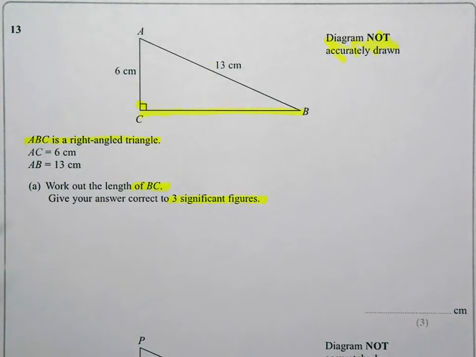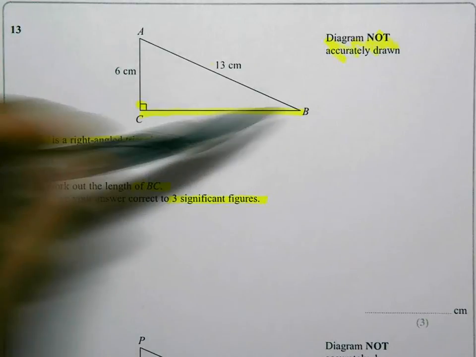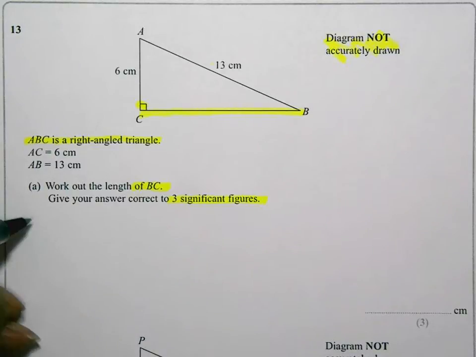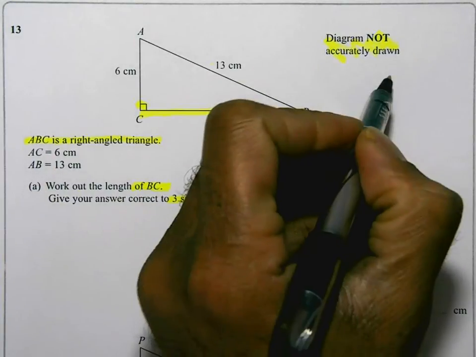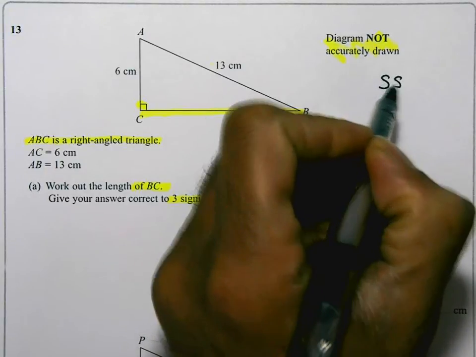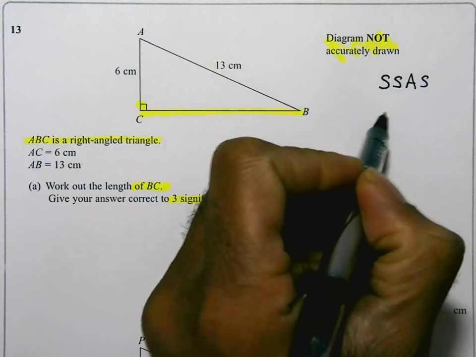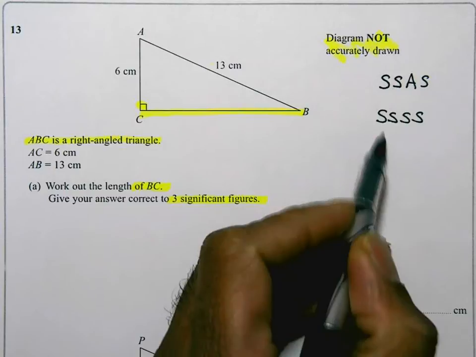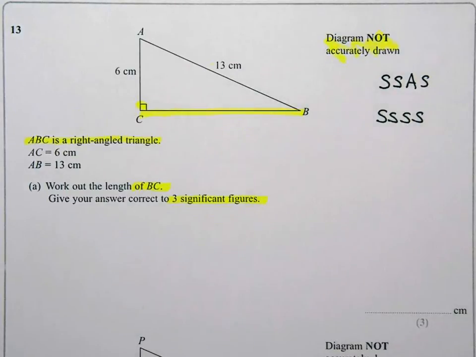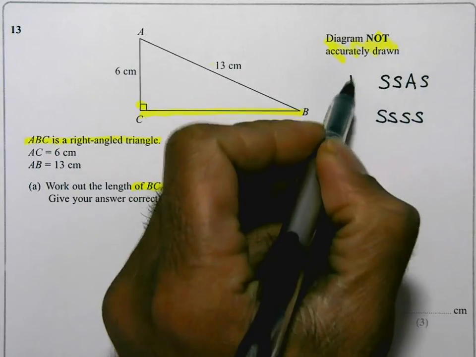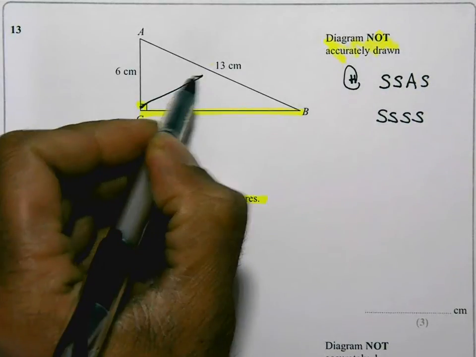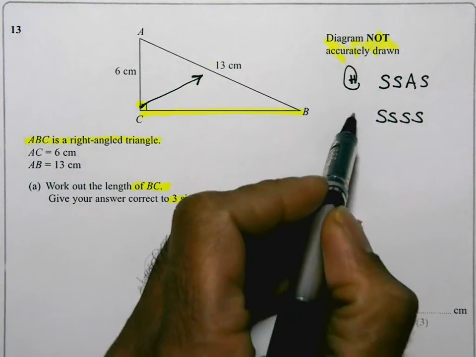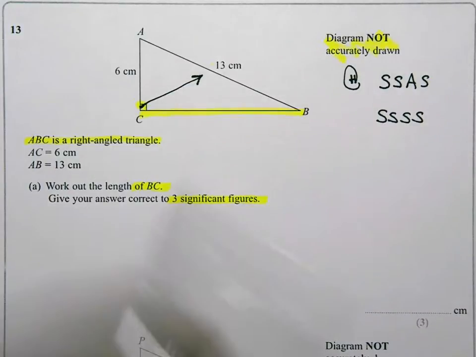Okay. One of the things I know straight away is because this is a right angle triangle and I want to work out a missing side, I need to use Pythagoras. I need to use Pythagoras Theorem. Now whenever you're using Pythagoras Theorem, it's one of these two that you're going to use, SSAS or SSSS. That's square, square, add and square root, or square, square, subtract and square root. If I want to work out the hypotenuse, the longest side, I use the first one. If I want to work out one of the other sides, it's the second one that I'm going to use. And in this case, I know what the hypotenuse is.